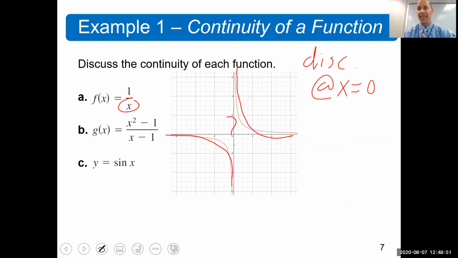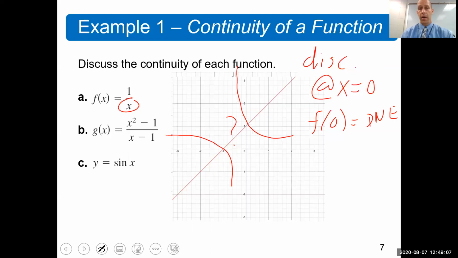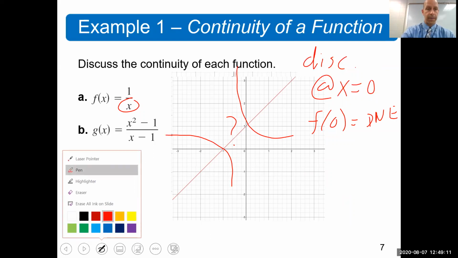The reason you might say that this is discontinuous there is I would just simply say that f of 0 does not exist. That's why it's discontinuous. It's continuous everywhere else but at 0, at x equals 0. Okay, so now I need to erase this. Let's go ahead and look at our next graph.